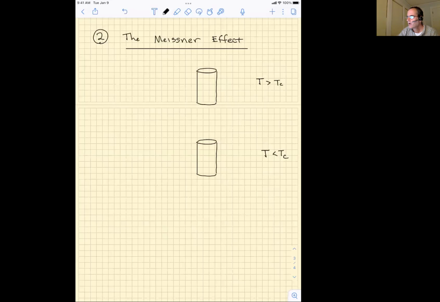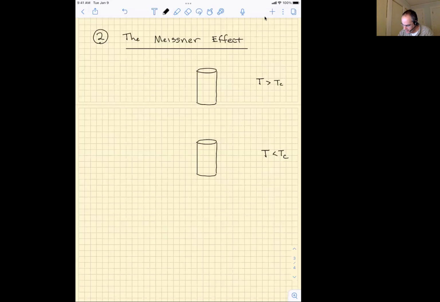All right. The next phenomenon I'd like to talk about is called the Meissner effect, and it's the ability of superconductors to expel magnetic fields when they're cooled below their transition temperature. And well, it's best just to try to explain this before I try to talk about it much. So here, let's go to the notebook. All right, here's the idea.